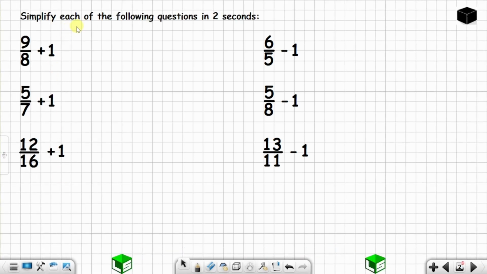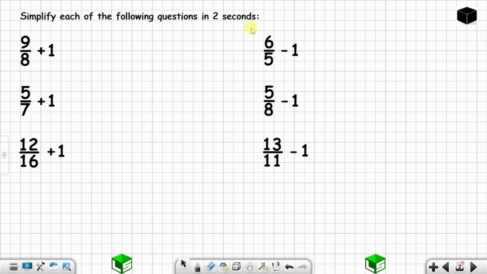Okay, friends, let's solve these questions. Simplify each of the following in 2 seconds. When you are given a fraction plus 1 or a fraction minus 1, I'm going to show you how you can solve these questions in just 2 seconds.